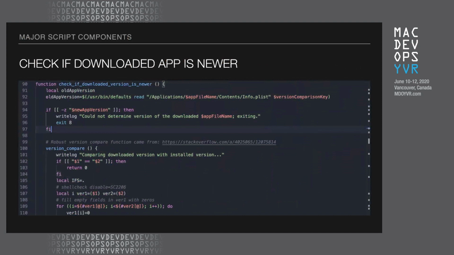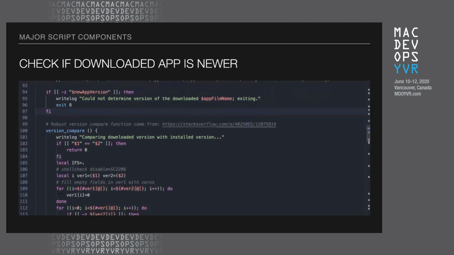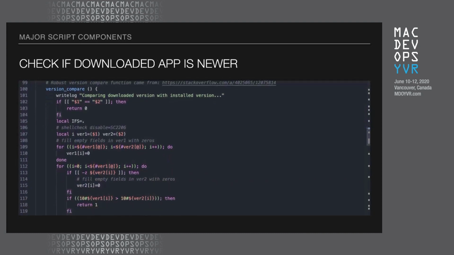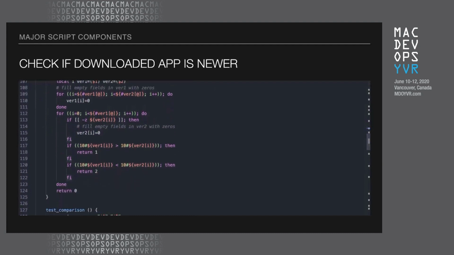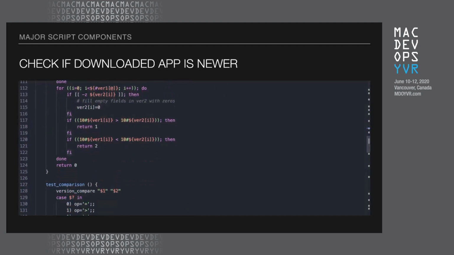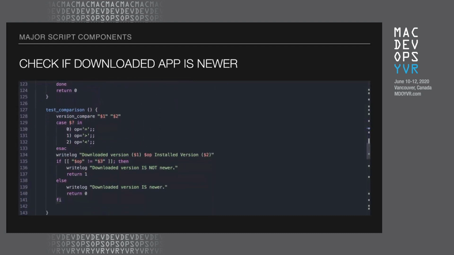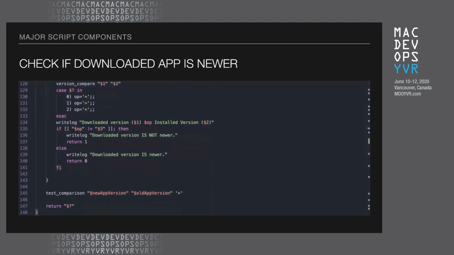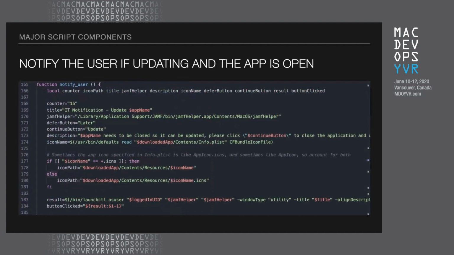Next, we check if the downloaded app is newer than what's already installed. We use a version comparison function for that. This function actually handles odd versions, like Spotify and Zoom, easily. And we just do a test to see if the new version is newer than the old installed version.